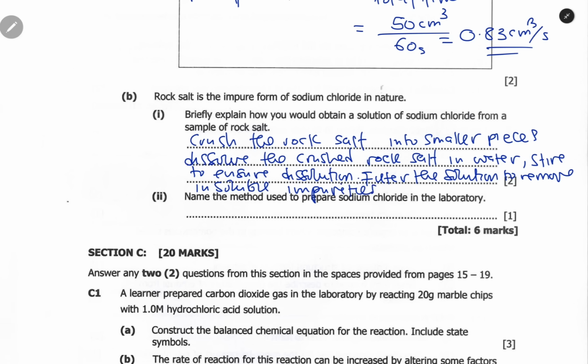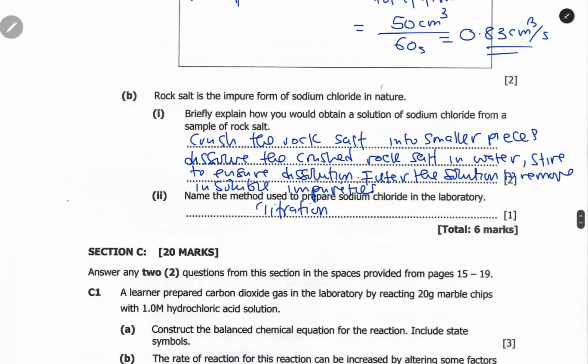They are saying briefly explain how you would obtain a solution of sodium chloride from a sample of rock salt. So this is exactly what you do. Crush the rock salt into smaller pieces, dissolve the crushed rock salt in water, stir to ensure dissolution, filter the solution to remove impurities, and finally you have the solution. Then name the method used to prepare sodium chloride in the laboratory. So the method that can be used is the titration method. Okay, so that is how you answer this question.